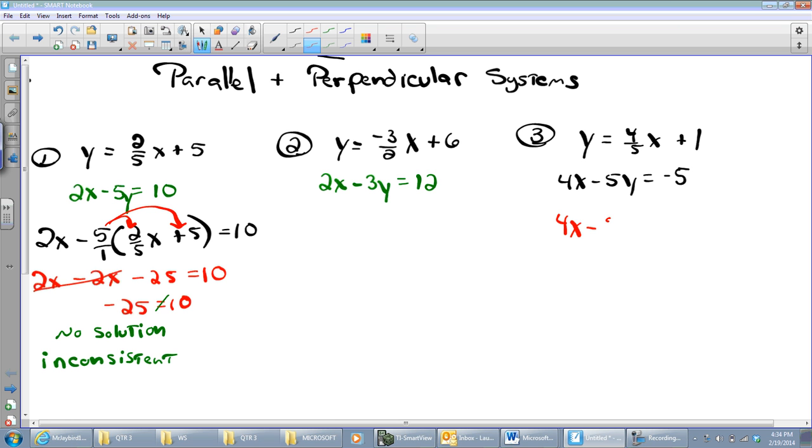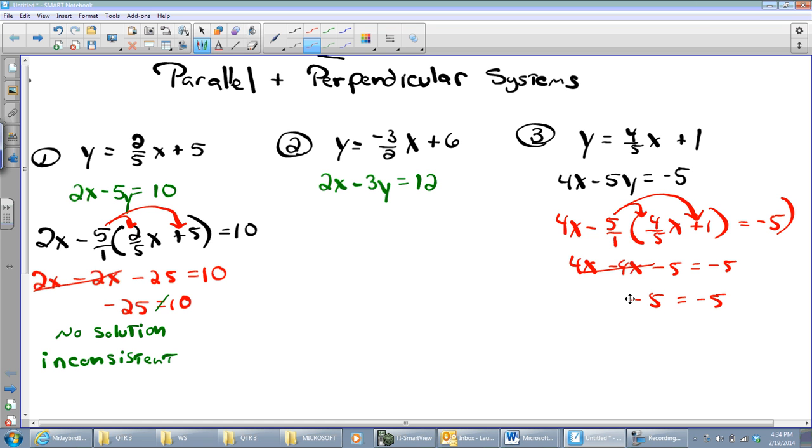And I'm going to get 4x minus 5 over 1 times 4/5 x plus 1 equals negative 5. I'm going to distribute right here. I will get 4x minus 4x, and I'll get a negative 5 equals negative 5. These will cancel, leaving me with negative 5 equals negative 5. When does negative 5 equal negative 5? Well, this is always true, right?